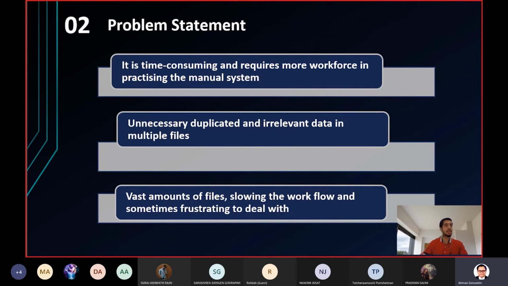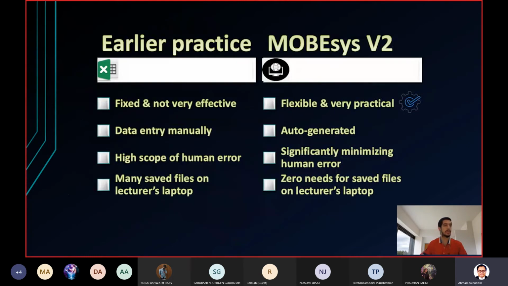So here, as we see, a small comparison between the earlier practice and the online system, OBE system V2. The earlier practice heavily depends on Excel files. It is fixed and not very effective. The lecturer needs to enter the data manually, and it has some scope of human error. And by practicing such a system, it leads to many files saved on the lecturer laptops. By implementing and developing such a system, it is very flexible and practical.